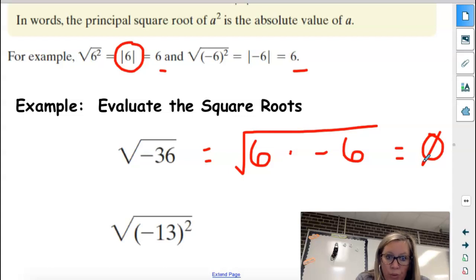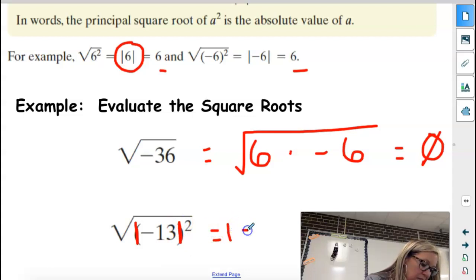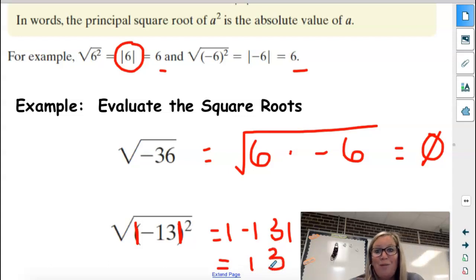Example number 2. This one is a perfect square, so you can go ahead and take the absolute value of that negative 13. So you're going to take the absolute value of negative 13 to give you a positive 13. So that's our first video on simplifying square roots.